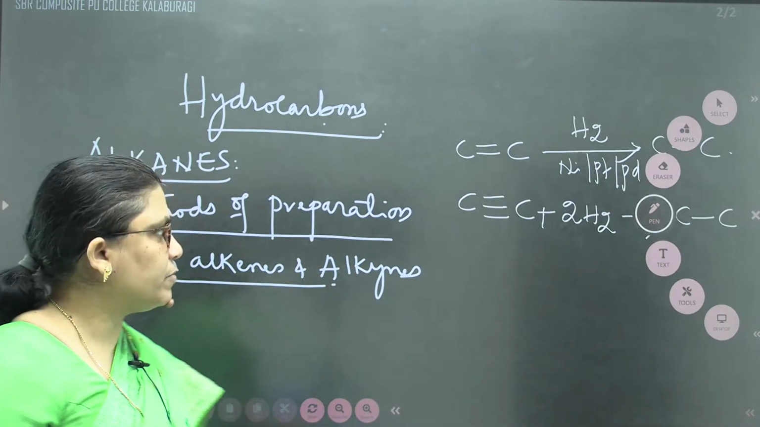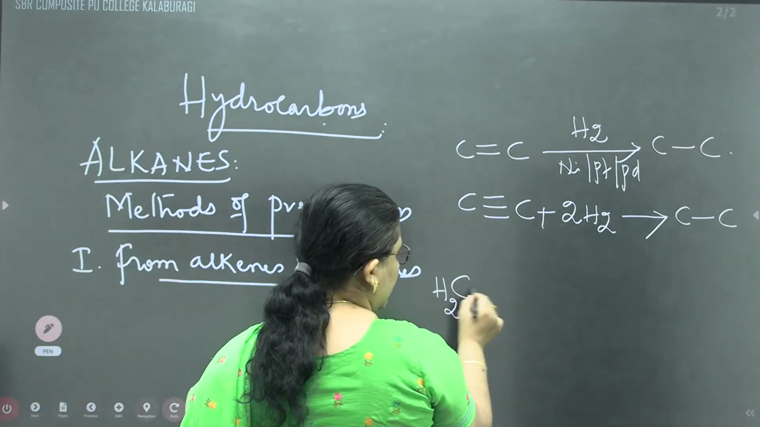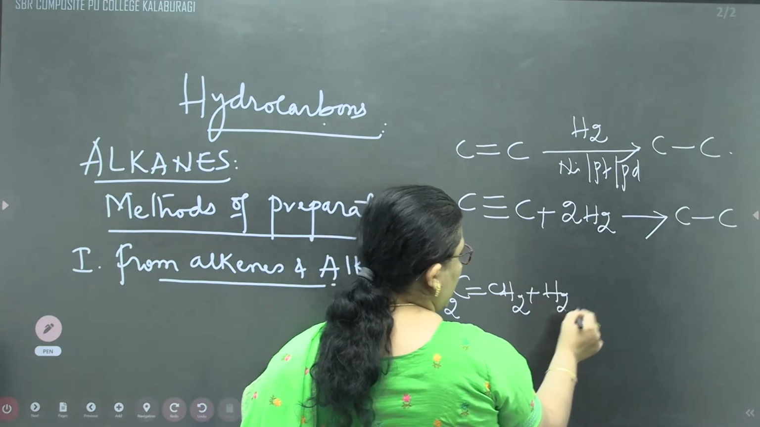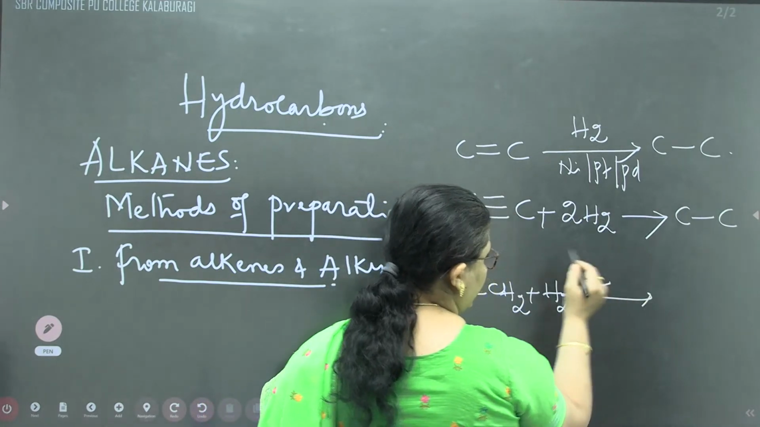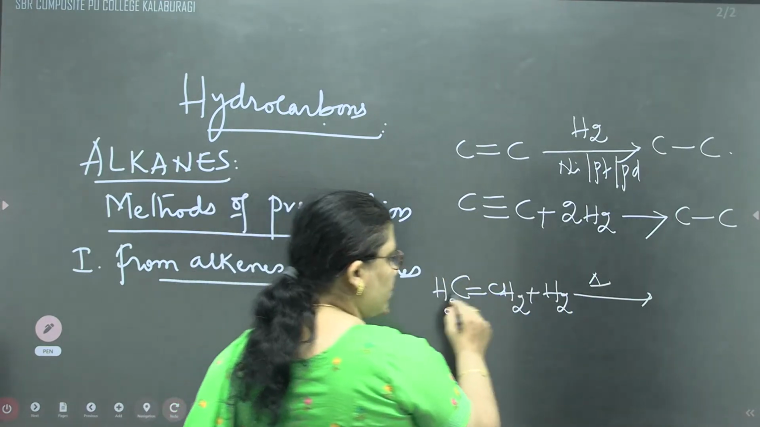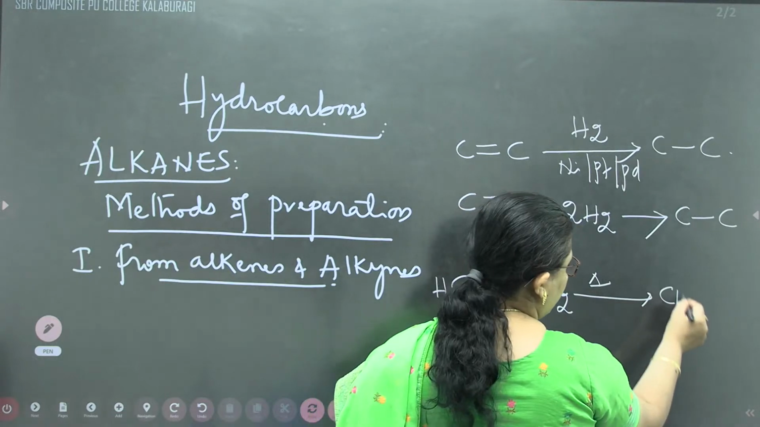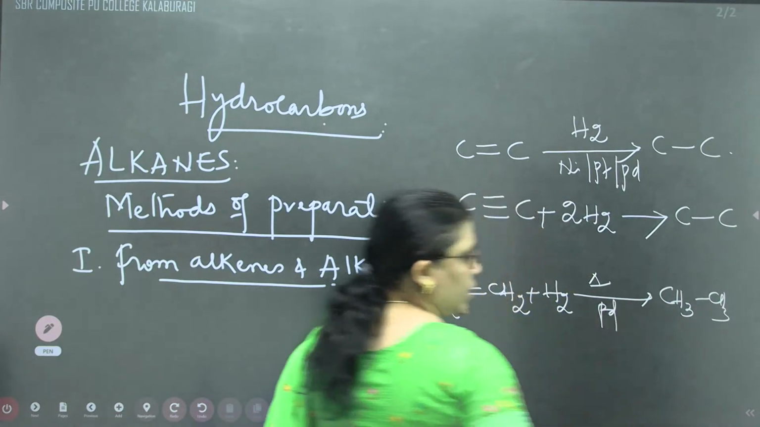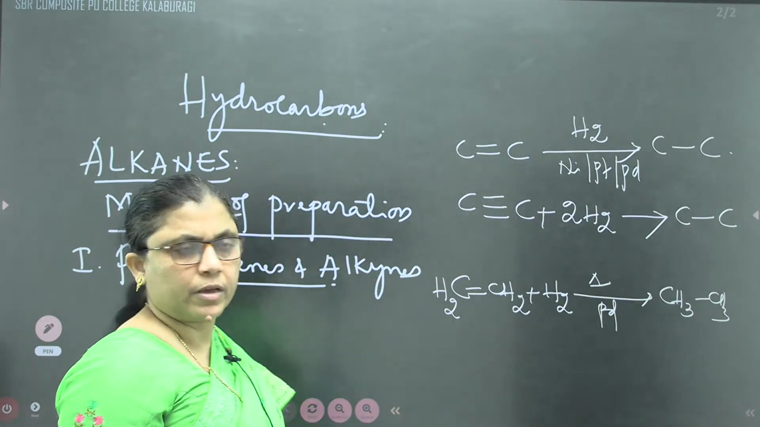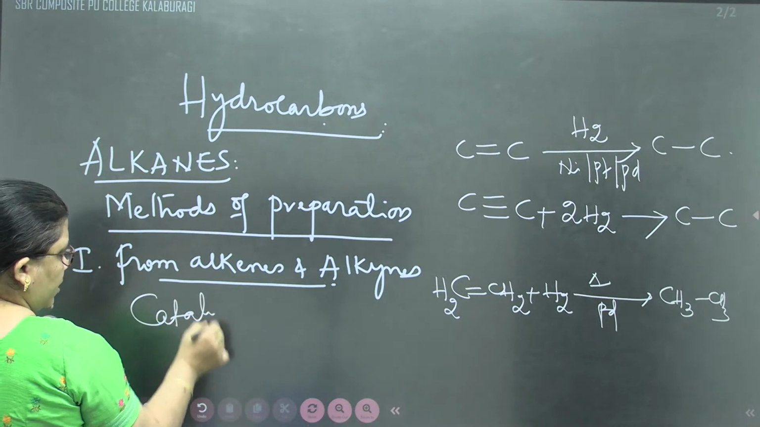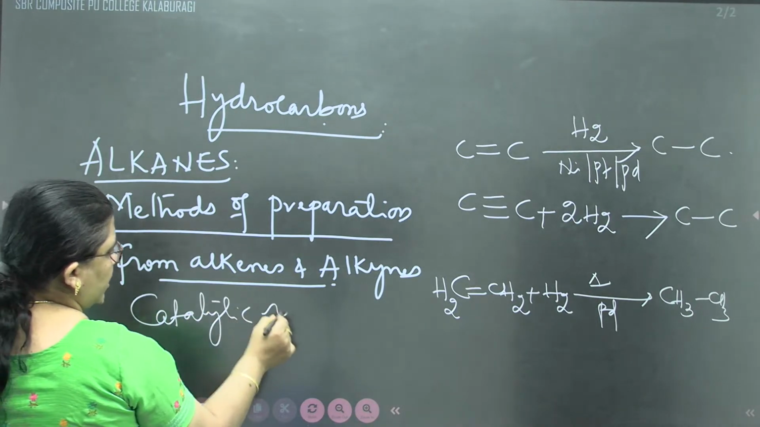As a simple example, consider ethene on hydrogenation, in presence of catalyst, heated to more than 500 Kelvin. Here we are going to get a carbon-carbon single bond. As I said, presence of a catalyst is called catalytic reduction.